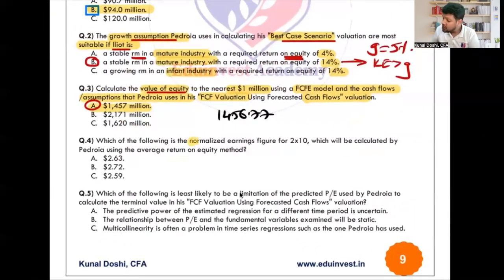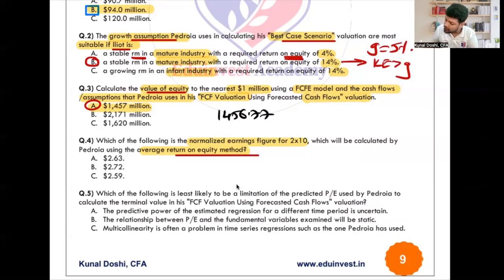Which of the following is the normalized earnings figure for 2010, which will be calculated using the average return on equity method? Guys, what is normalized earnings? Normalized earnings. When do we use, in what case do we require normalized earnings? Normalized earnings. There are two ways to calculate normalized earnings. Does anyone recollect? Normalized earnings. They want us to calculate using average return on equity.